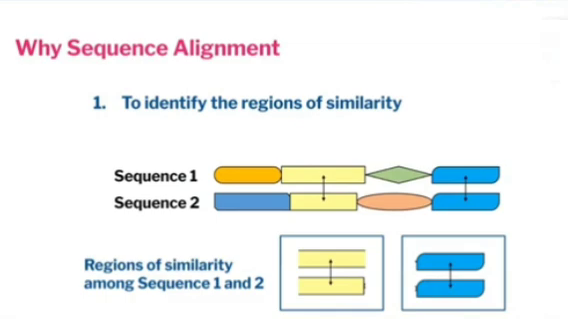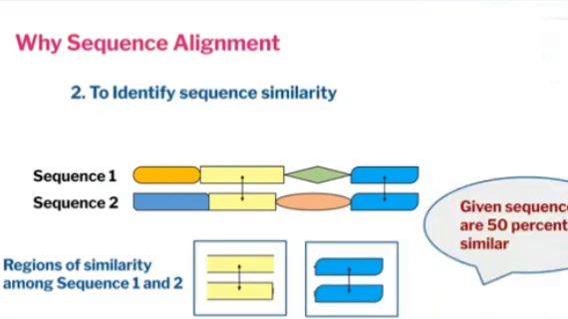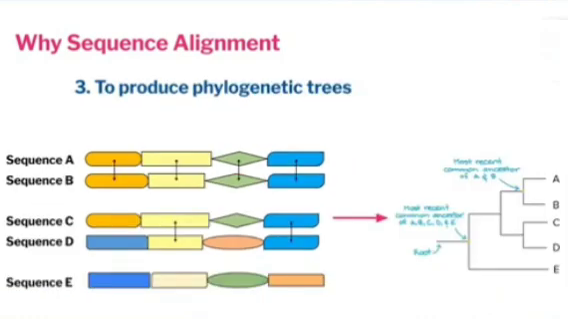In the case of protein sequences, the stretches could be an alpha helix or a beta strand structure. If you align a parent's and child's DNA, these stretches could be identical sequences passed on to the next generation. Next is to identify the sequence similarity. Given two sequences, the percentage of similarity between them can be identified.